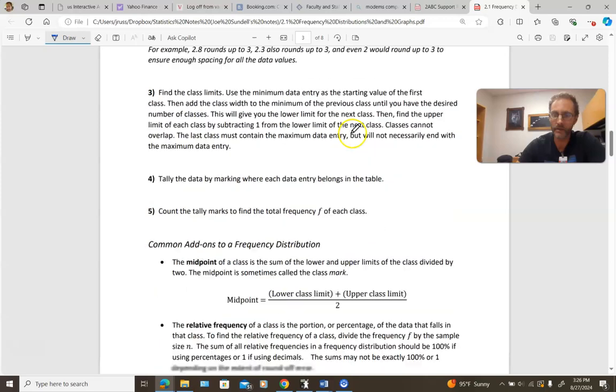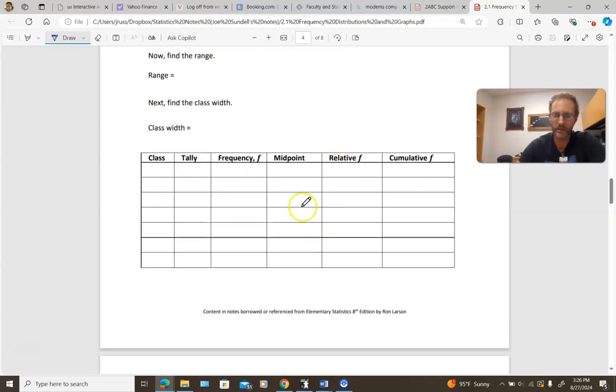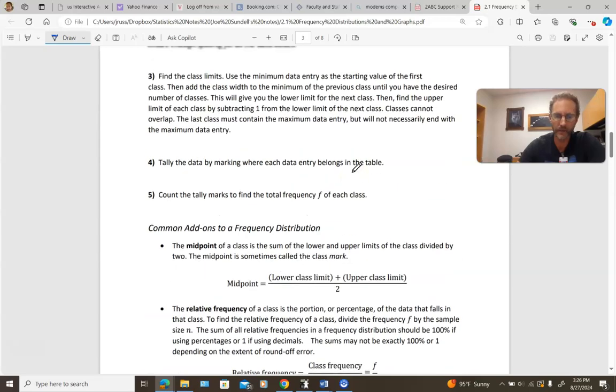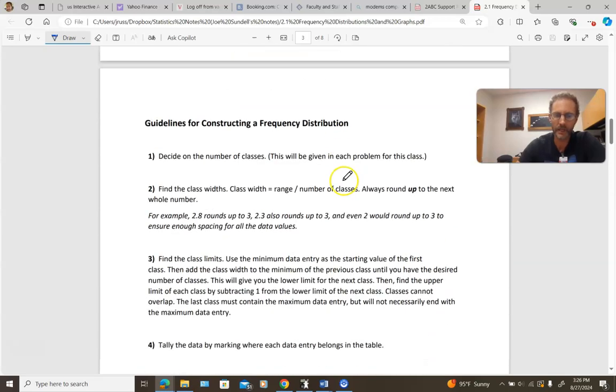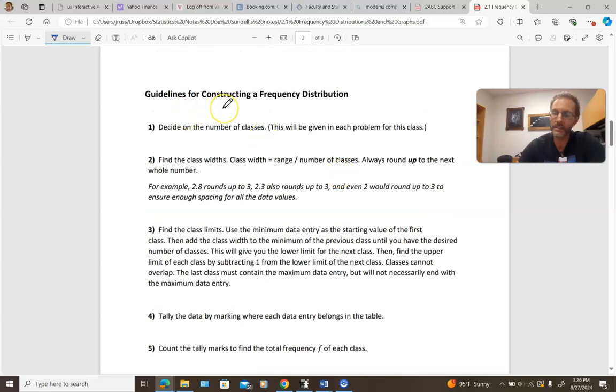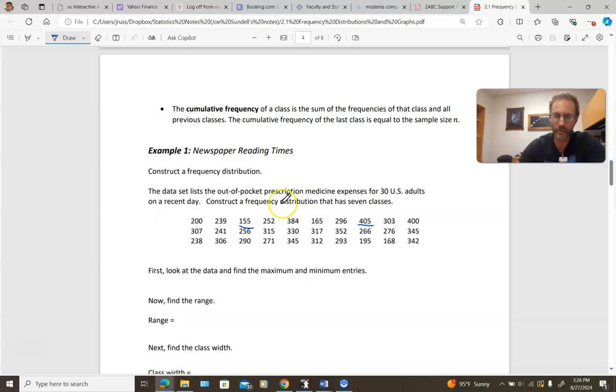Okay, so we're going to do one of our own here in just a minute. See, I've got a table ready to go. But we're going to look at these guidelines first. So let's say we've got a data set. In our case, we're going to be working with this data set right here. It says the data set lists the out-of-pocket prescription medicine expenses for 30 U.S. adults on a recent day. So, this is just for one day. This is actually a bit shocking.